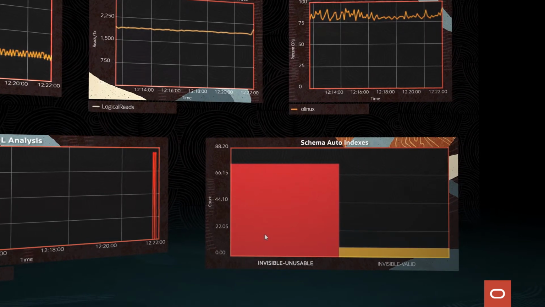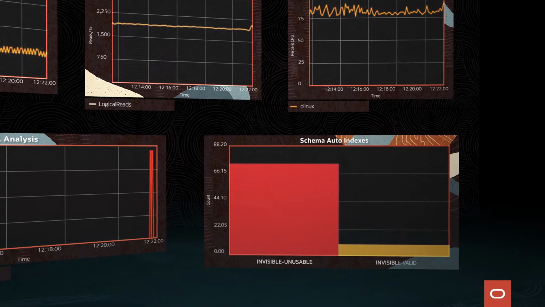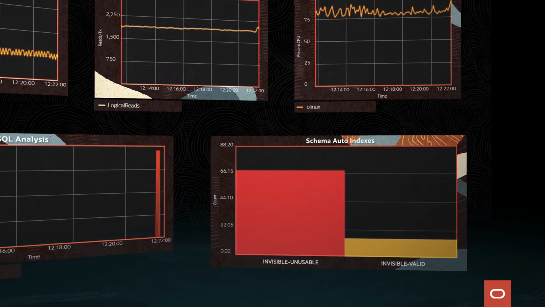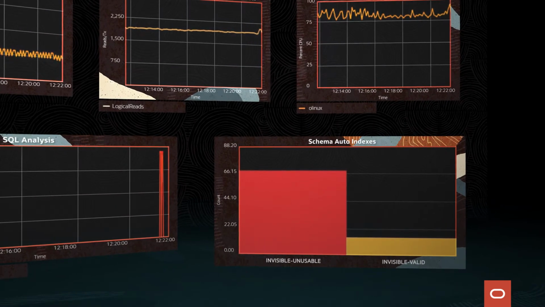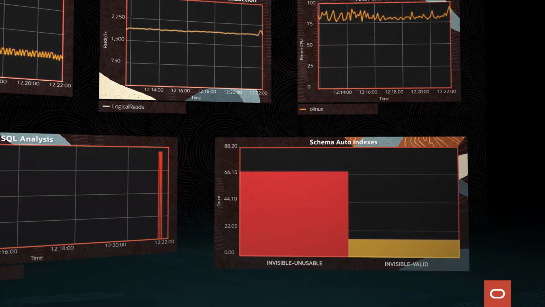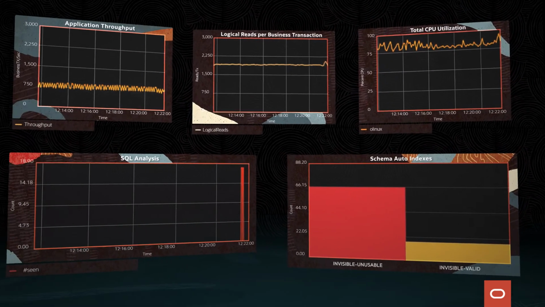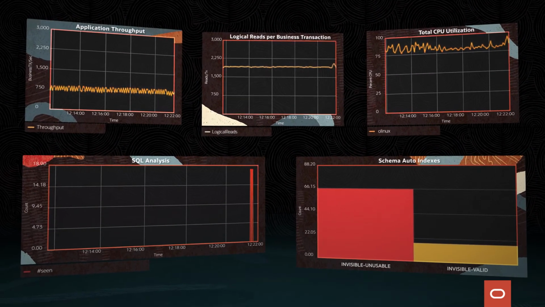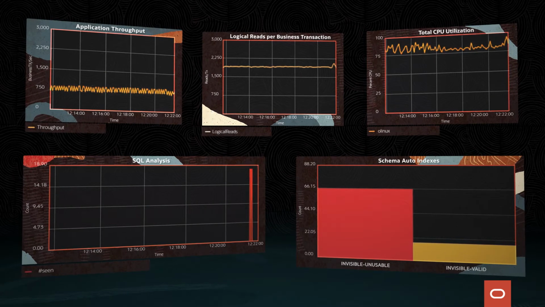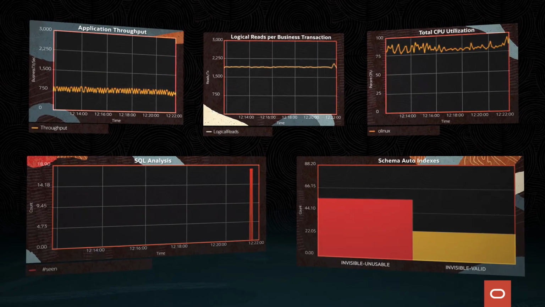So in fact, what's happening next is it's creating invisible valid indexes. So these indexes cannot be seen by the workload, but they are valid. So they're physically being built now and materialized, if you like. You'll see a slight uptick in CPU utilization because building indexes does take some machine resource.